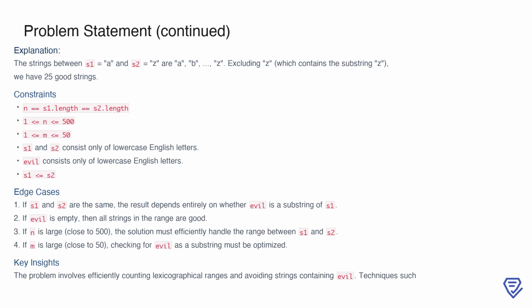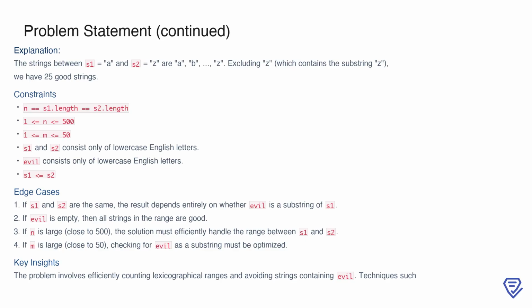To summarize, the constraints of the problem define additional considerations. The lengths of S1 and S2 are equal, denoted as n, and can go up to 500. The length of evil, denoted as m, can go up to 50. Both S1 and S2 consist of lowercase English letters, and evil also consists of lowercase English letters. Additionally, S1 is guaranteed to be lexicographically less than or equal to S2.